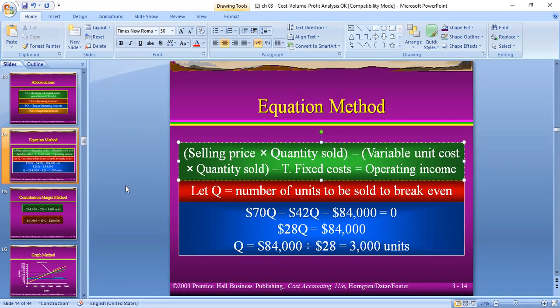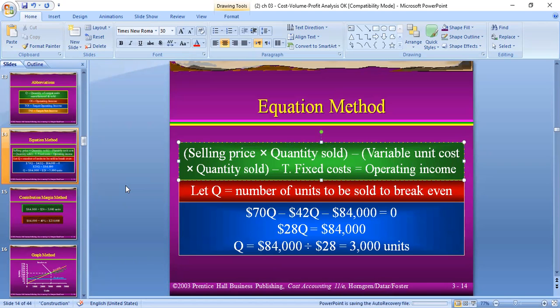We finished at this slide. That is the equation method, and we said that selling price times the quantity sold gives sales value. Multiplying variable unit cost by quantity sold gives variable cost at the sold quantity. Then deducting total fixed costs, we have operating income.